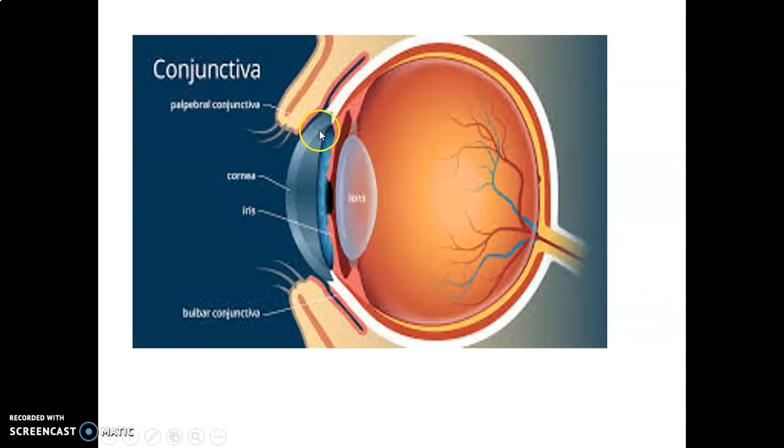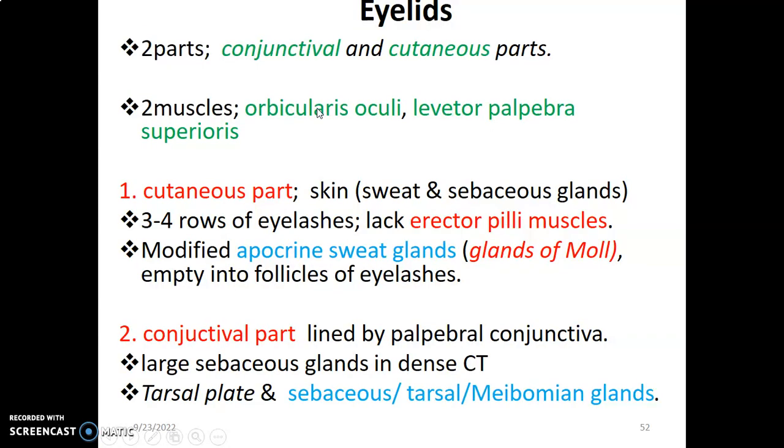Then the cutaneous part also has what we call glands of Moll. What are glands of Moll? They are modified apocrine sweat glands that empty their secretions into the follicles of the eyelashes. Glands of Moll are sweat glands.